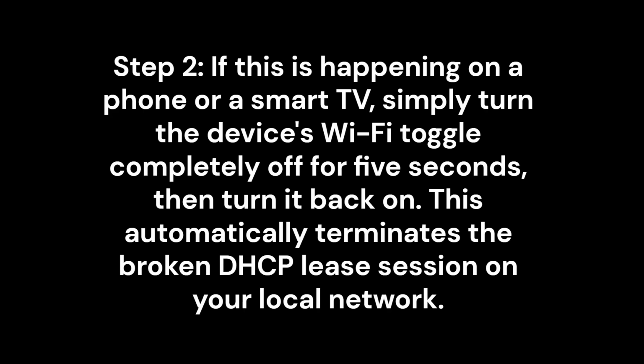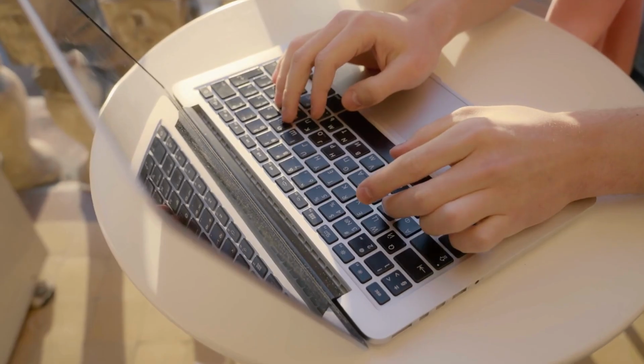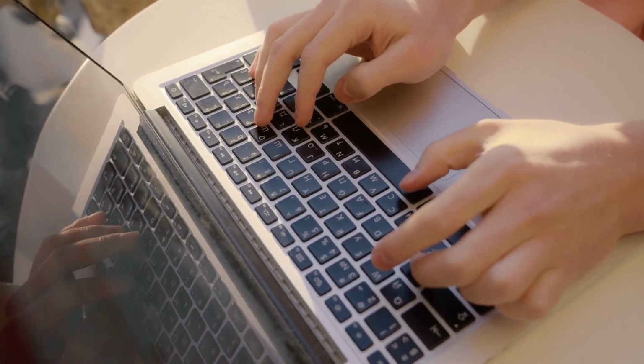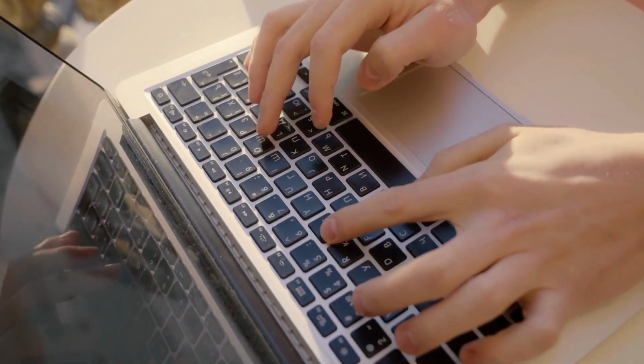Step 2. If this is happening on a phone or a smart TV, simply turn the device's Wi-Fi toggle completely off for 5 seconds, then turn it back on. This automatically terminates the broken DHCP lease session on your local network.